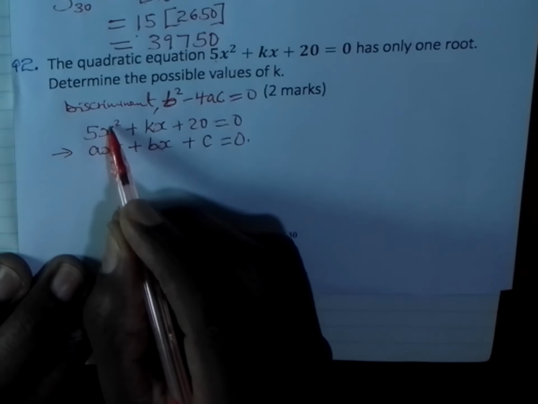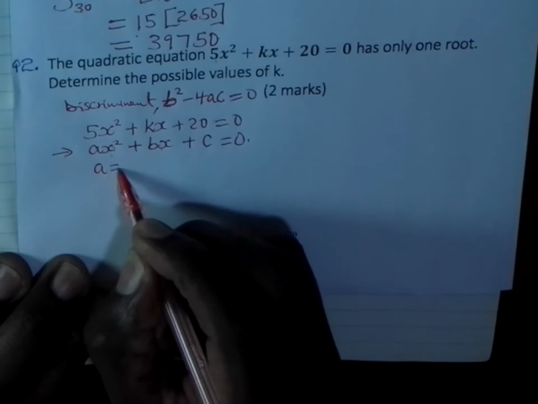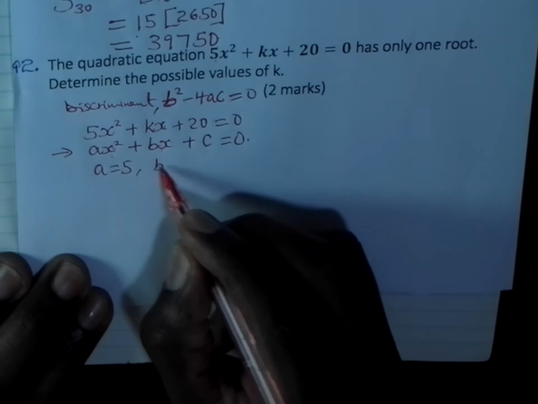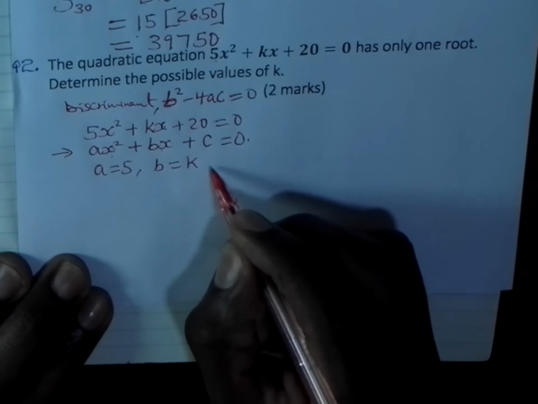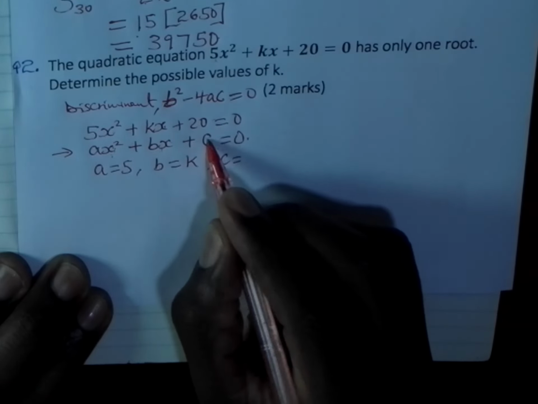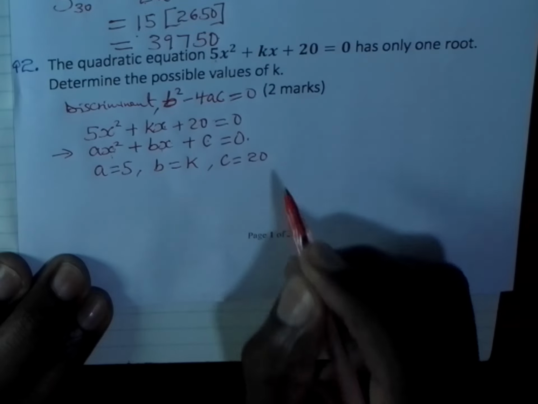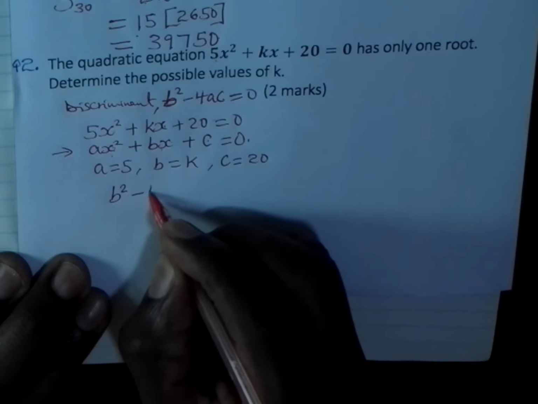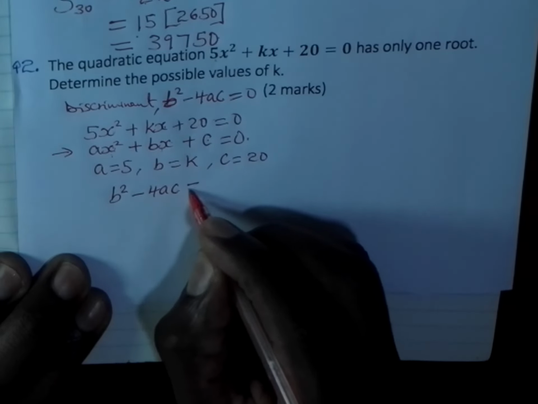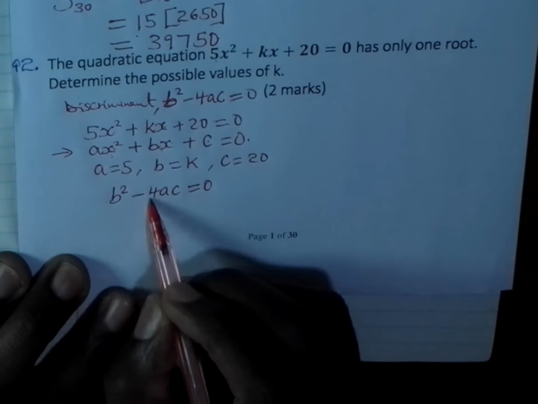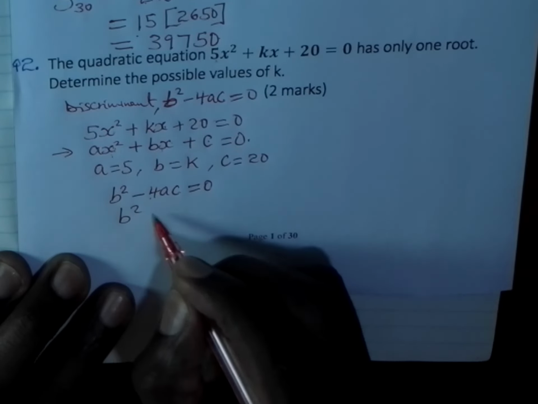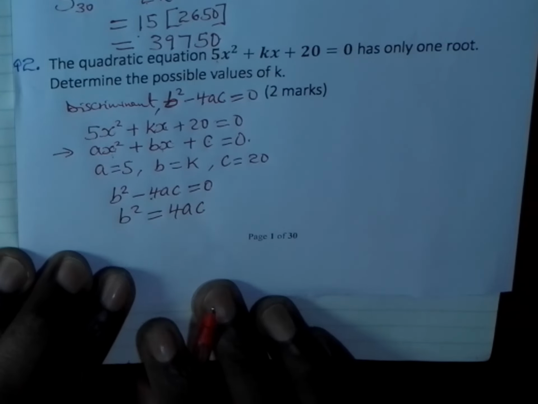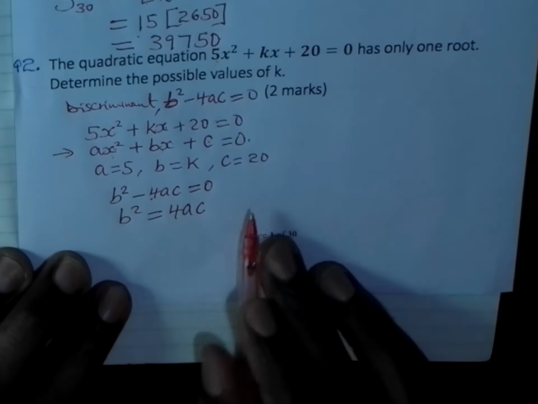So the coefficient of x squared, a, will be equal to 5. The coefficient of x, b, is equal to k. And the constant term, c, is equal to 20. Therefore, using the discriminant, b squared minus 4ac is equal to 0. Now, this will be the same as b squared is equal to 4ac. Now, we can get the value of k.